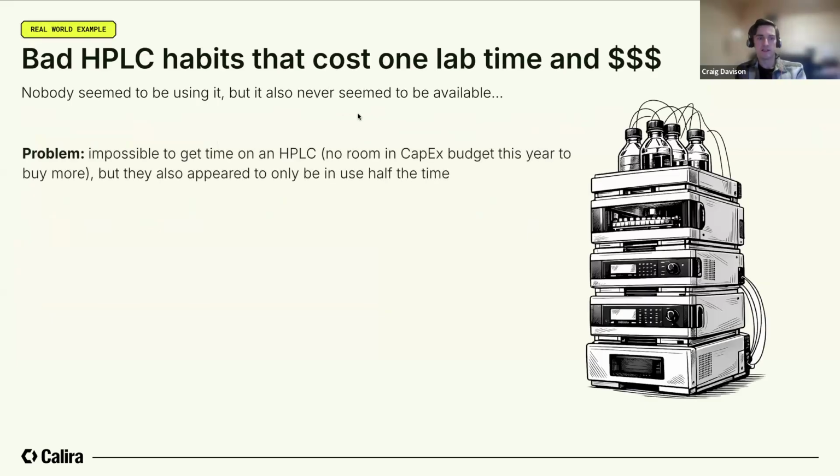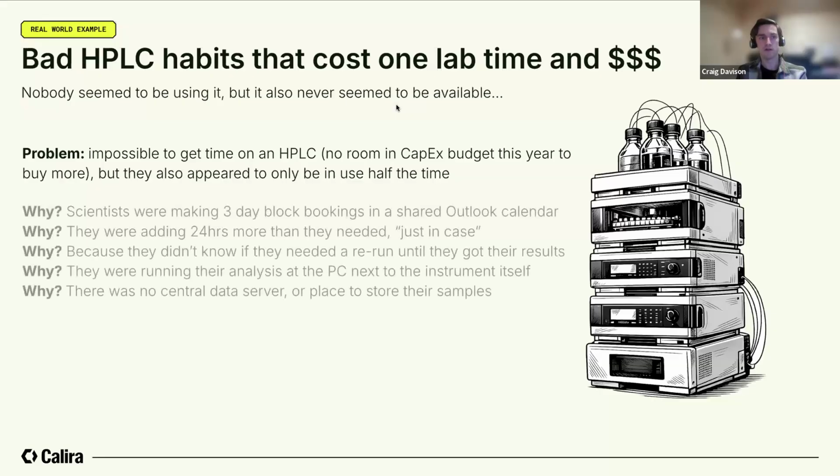This lab was convinced they had an HPLC capacity issue. Scientists felt frustrated, projects were delayed. Every conversation seemed to suggest we need to purchase a new system. But budgets were tight, so they investigated further. And luckily they did, because when they tried to quantify actual usage, the data said something very different. In reality, the HPLCs were only in use about half the time. When we looked closer, the story wasn't about the instrument at all.